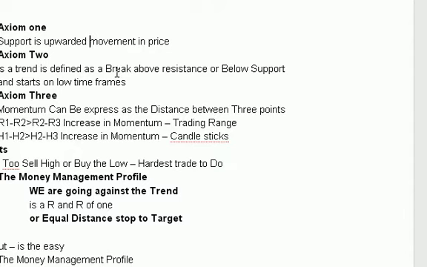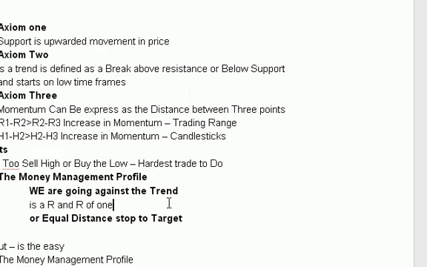Axiom 2, this is just a generally accepted rule. It is a trend. It's defined as a break above resistance or below support and starts on a low time frame. Axiom 3 is momentum can be expressed as a distance between points. R1 minus R2 has to be greater than R2 minus R3. This is an increase in momentum in the trading range. H1 minus H2 is greater than H2 minus H3 is an increase in momentum in the candlesticks.